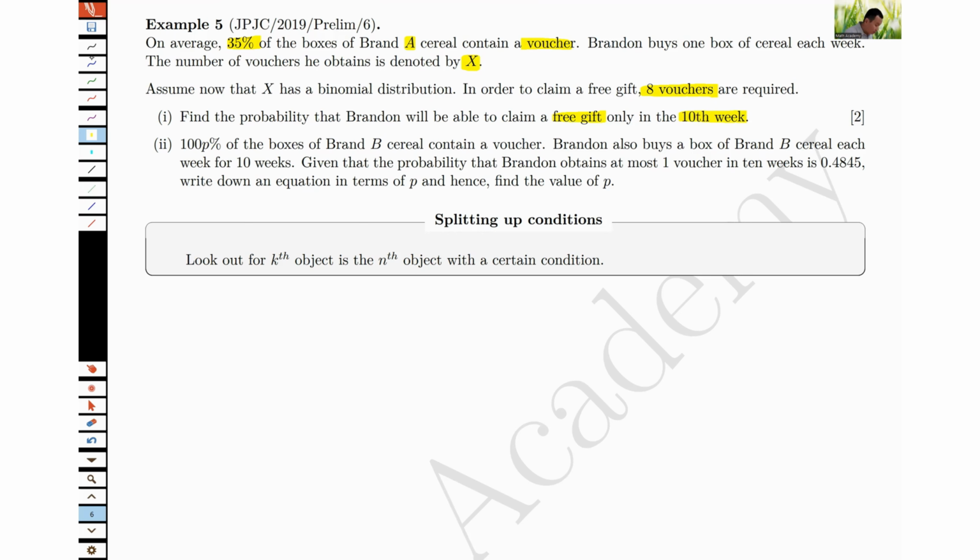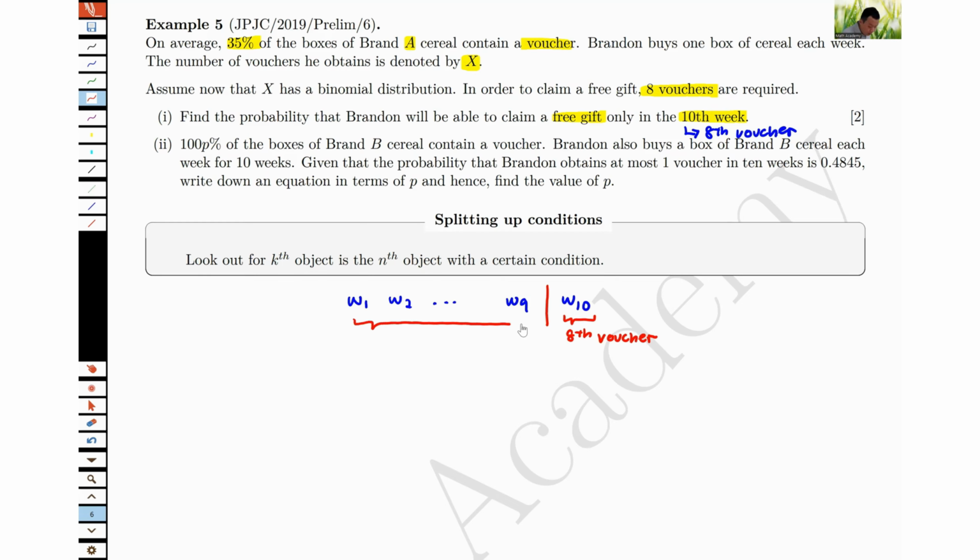So it's also trying to tell you that on the 10th week, he receives his 8th voucher. Okay, the 8th one is exactly on that 10th week. So if we draw a simple diagram, let me have W to indicate week. So week 1, 2, all the way to 9 and 10. At week number 10, you have a voucher. So this is your 8th voucher. Getting this simple illustration will help you understand.